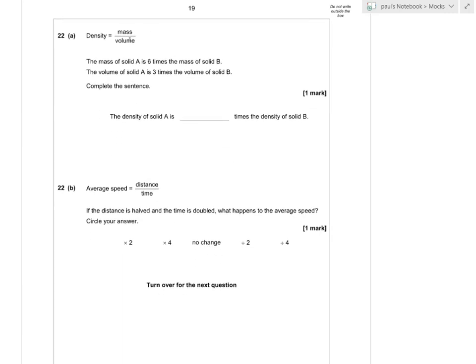Oh, density, the mass and the volume is 6 times and 3 times. So let's just put some numbers in. So here's solid A and solid B. So the mass of solid A is 6 times B. So if we make that the mass 10, the mass is 60. And the volume of A is 3 times the volume of B. So if we make that 10 and we make that 30. So then the density of that one is 2, the density of that one is 1. So the density of A is twice as big, 2 times.